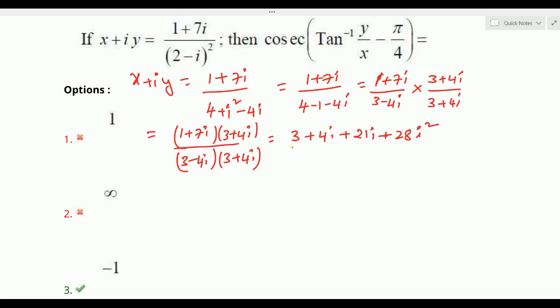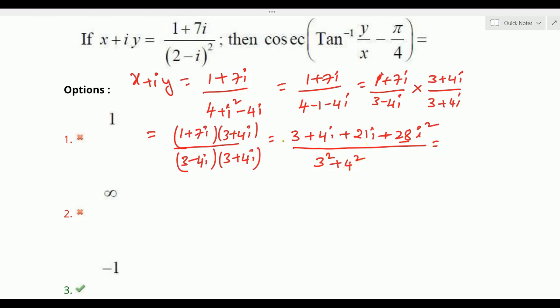Okay, now the denominator, you know denominator form undi 3 plus 4i into 3 minus 4i, that is a plus ib into a minus ib ఉంటే మనం a square plus b square రాస్తాం. ఎందుకంటే i square అంటే -1 కాబట్టి. అంటే మనం ఇక్కడ దీన్ని 3 square plus 4 square రాసేయచ్చు డైరెక్ట్ గా. i square అంటే -1 కాబట్టి.